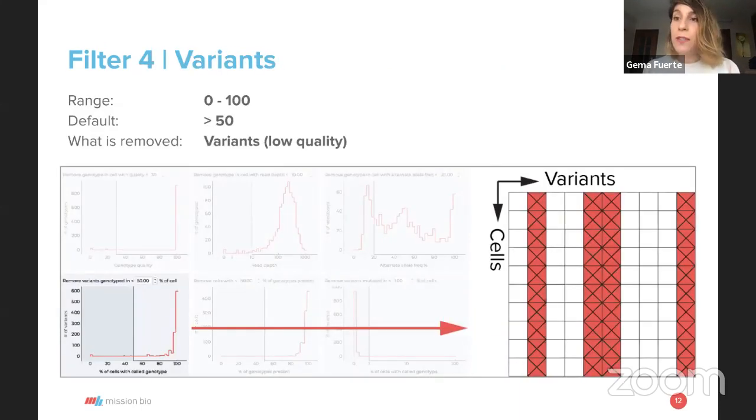Right, so that was filter 4. It's simple. If you go down, you see variants genotyped in a lower percentage of cells. If you go up, you want to see variants that are genotyped in 60, 70, or 80% of the cells.